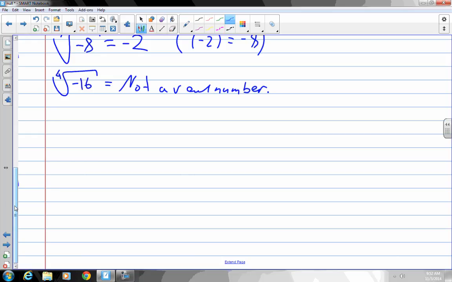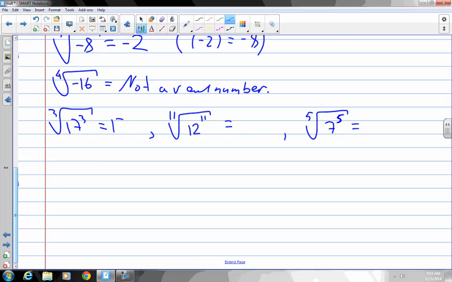Now let me ask you this question. Cube root of 17 cubed, 11th root of 12 to the power 11, and then, I don't know, 5th root of 7 to the power 5. Can we do those fast? What's the cube root of 17 cubed? 17. What is the 11th root of 12 to the power 11? 12. What is the 5th root of 7 to the 5th? 7, right?